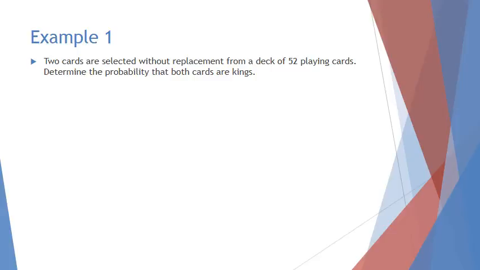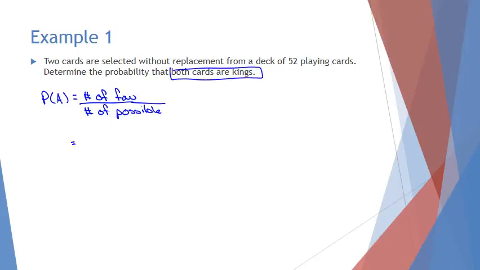So, for probability, reminder, the probability of an event happening is the number of favorable outcomes over the number of total or possible outcomes, whatever you want to say. Now, in this situation, the favorable would be selecting both cards that are kings, so 2 kings.